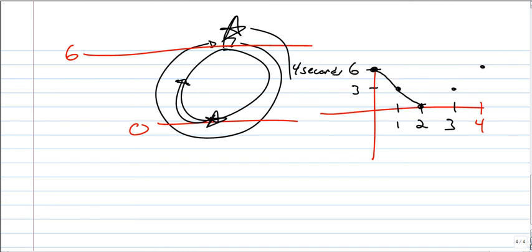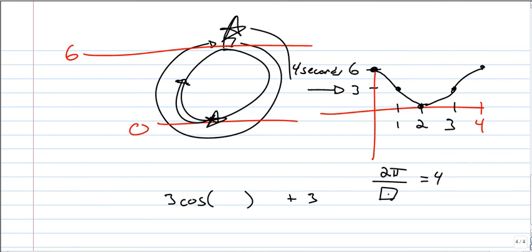So you should look at that and go, hey, that's just a cosine graph that's shifted up 3. The middle tells you where it's shifted. So it's a cosine. It's shifted up 3. The amplitude is 3. All we have to do is adjust for the period. The period is 4. So 2 pi divided by what is 4? So the answer is pi over 2. So pi over 2 theta. Yes, that is it for number 4.